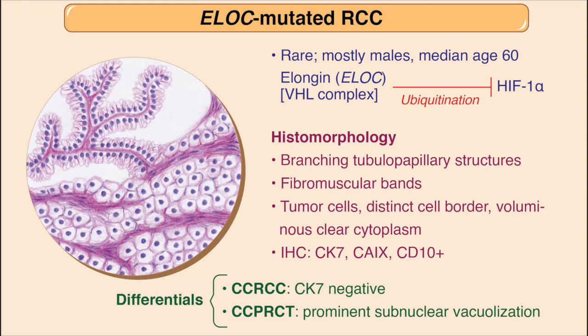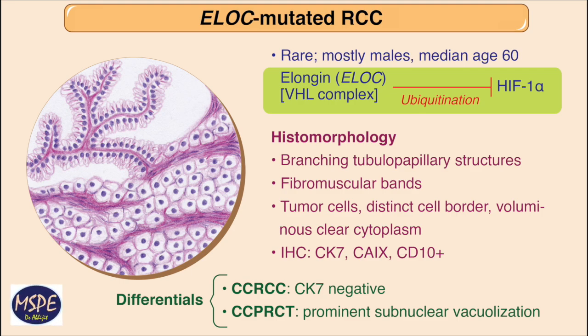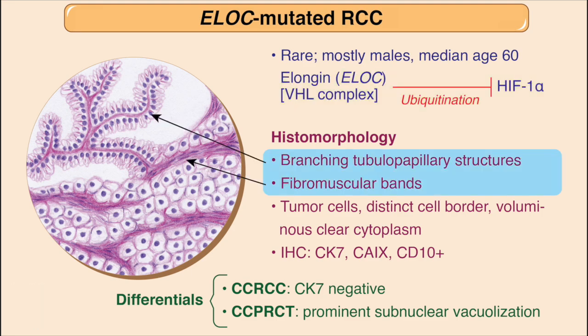ELOC mutated RCC. These are rare incidental kidney tumors occurring mostly in males with a median age of 60 years. ELOC encodes a protein, elongin C, that forms a part of the VHL complex, which in turn inactivates HIF-1 alpha through ubiquitination. Microscopically, these tumors show branching tubulopapillary architecture and fibromuscular bands.